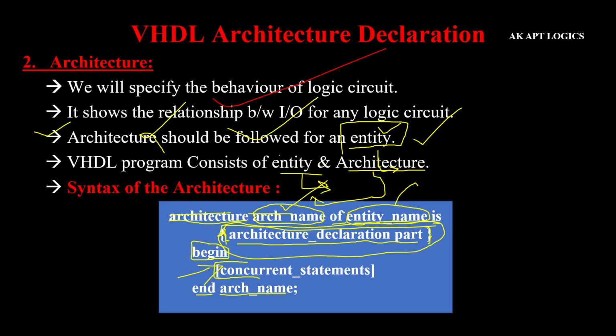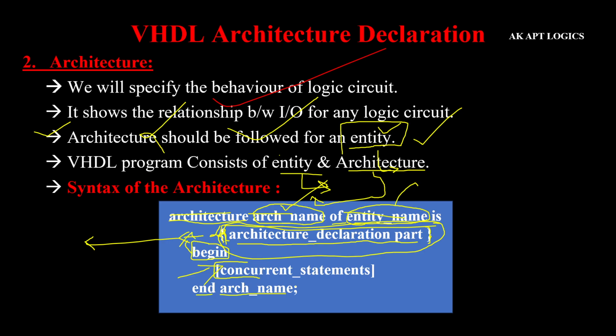Architecture name of entity name is, after this we are going to specify the architecture declaration part. In this part we are going to specify the intermediate signals. What is meant by intermediate signals? Signals we can't see externally. What are the signals that we see externally? Those are the input ports and the output ports. Those we declare in the entity part itself, but the internal intermediate signals will be declared in the architecture declaration part, which is before the begin.